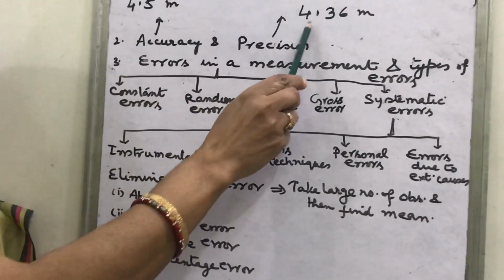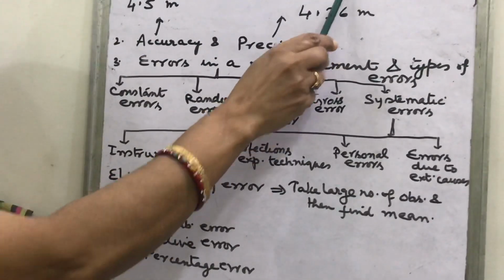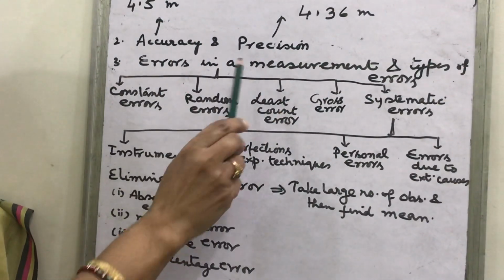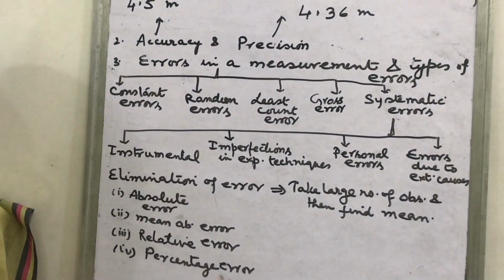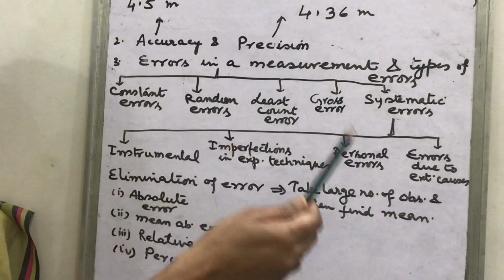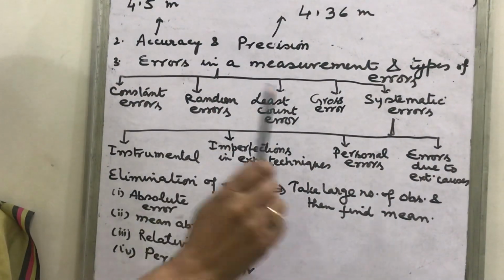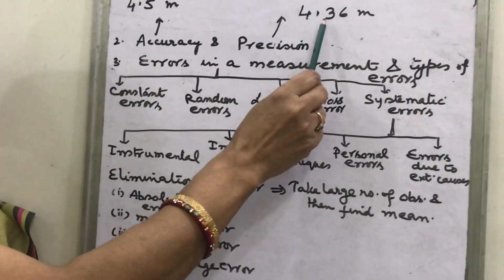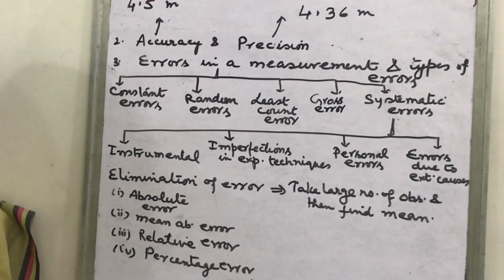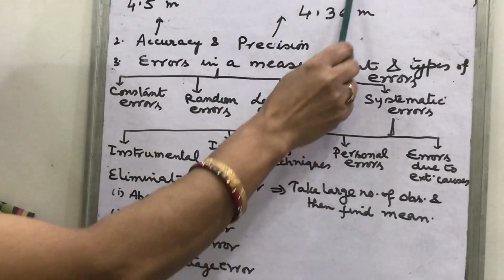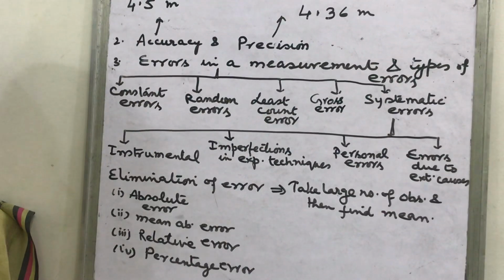This difference is less, so this value is closer to the true value. And this one is less close; its difference is more. Now what is precision? Precision means up to which limit you are measuring. What is the resolution? Here you have measured up to 2 places of decimal, but the difference from the true value is more.